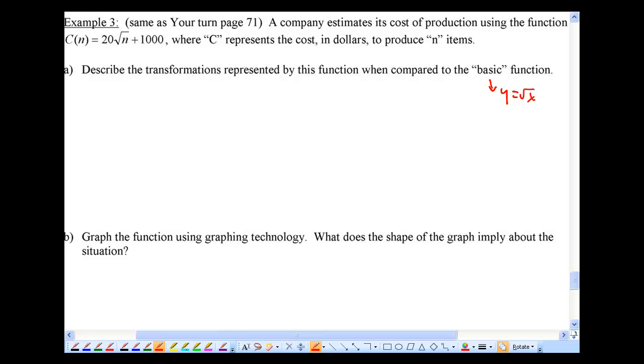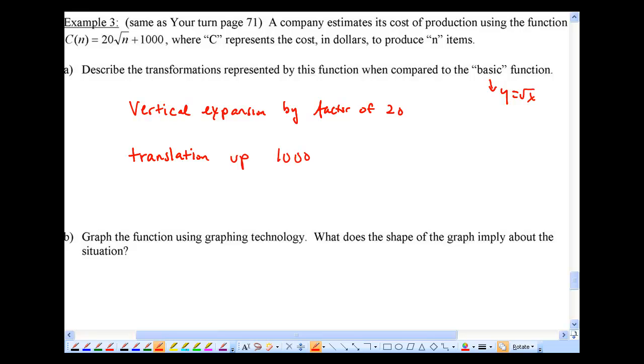So if you look here, I've got something with a 20. Well, that's a vertical expansion by a factor of 20. That's a lot. And then this plus 1,000 seems like a vertical translation, right? You're going up $1,000, I guess. Okay.